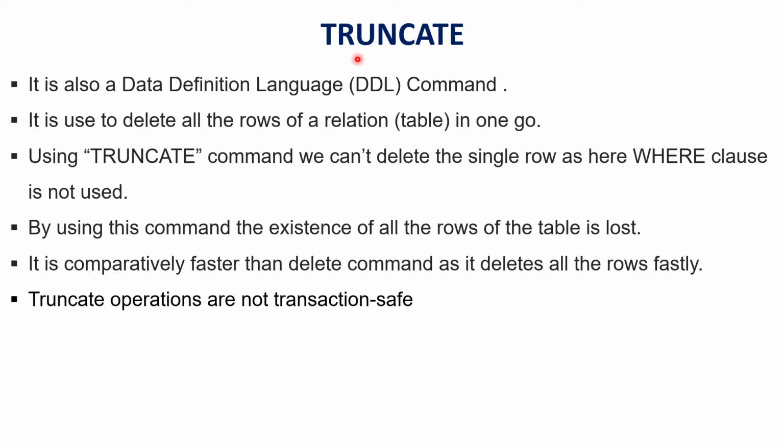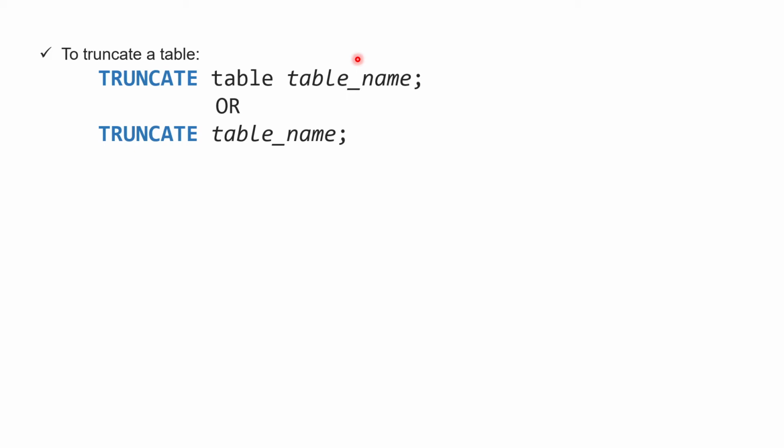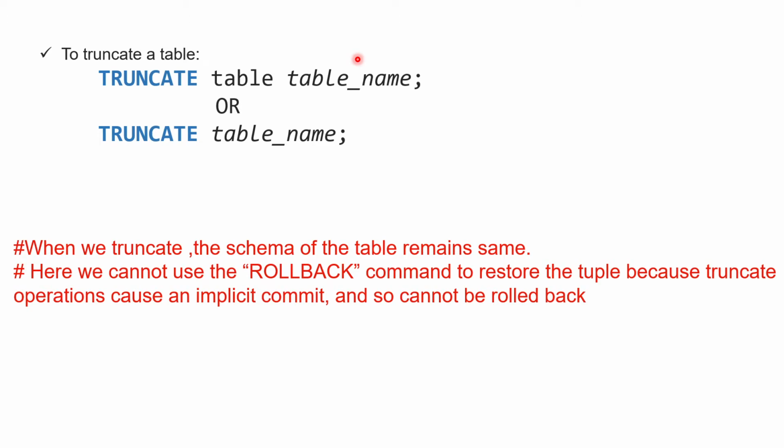So to delete all the rows using truncate, we will write truncate table and then the table name. Or you can also write truncate and then the table name. And when we use the truncate command, our schema will not get deleted. It will remain the same as before. But unlike the delete command, we can't roll back the rows deleted by using the truncate command because it internally uses the commit command after the truncate.